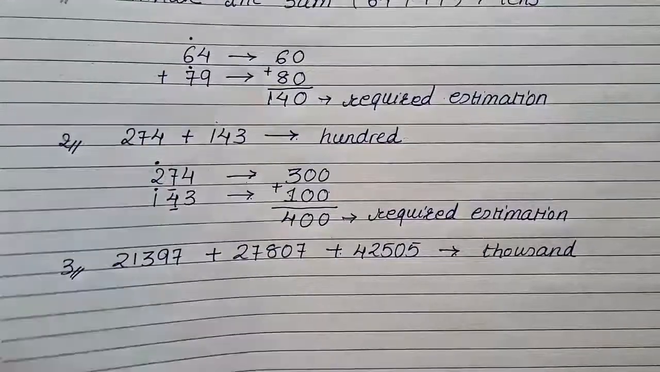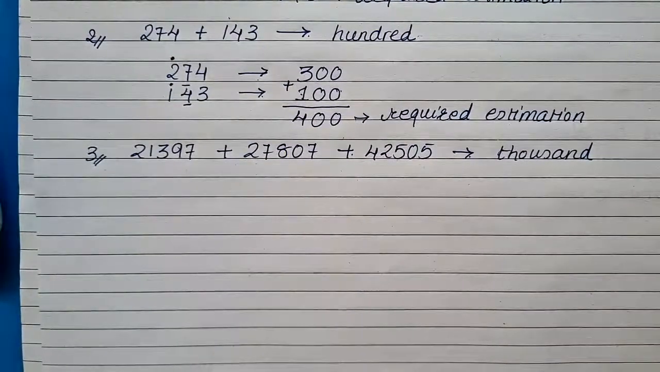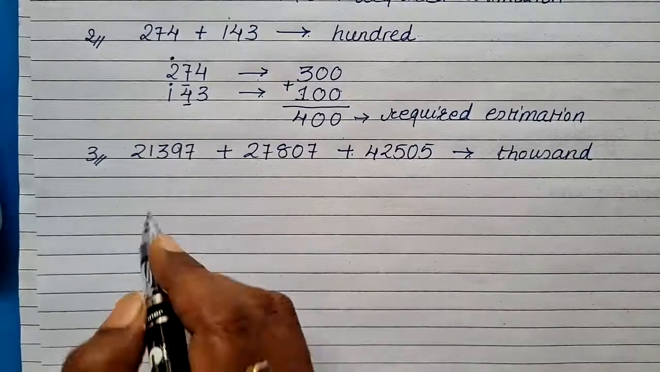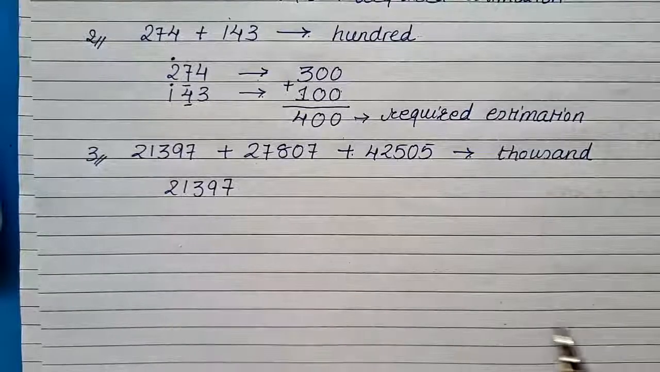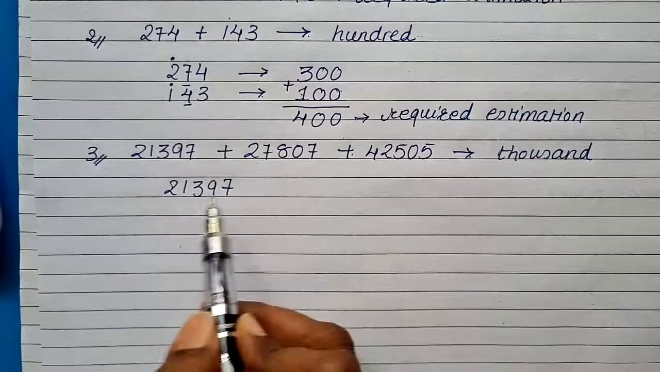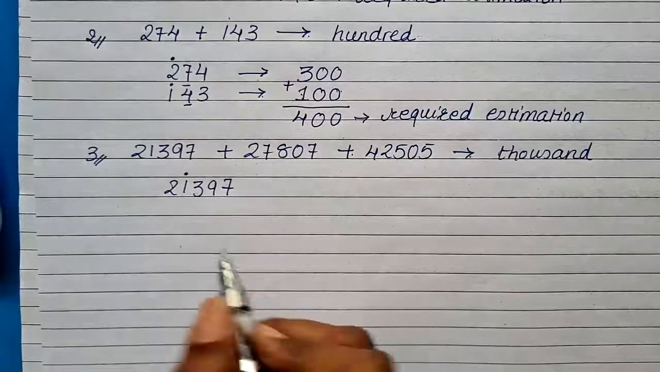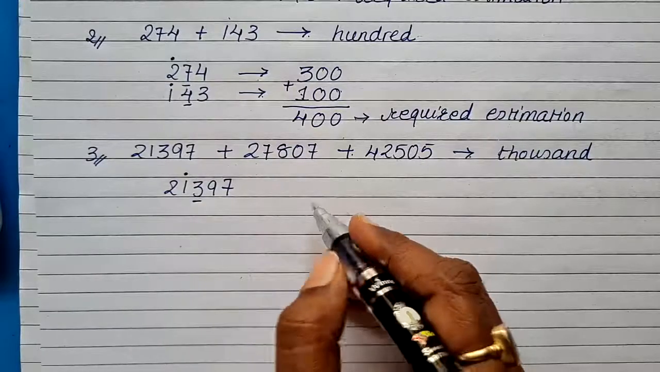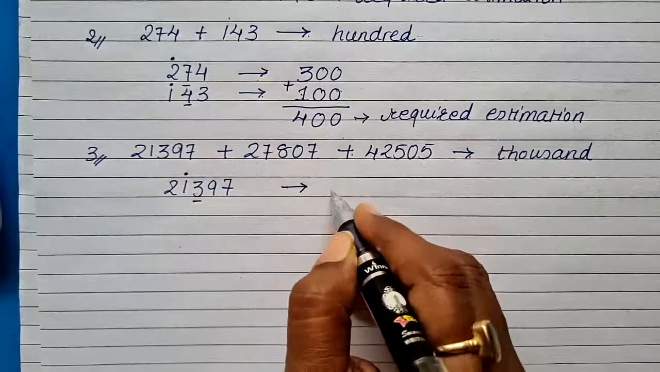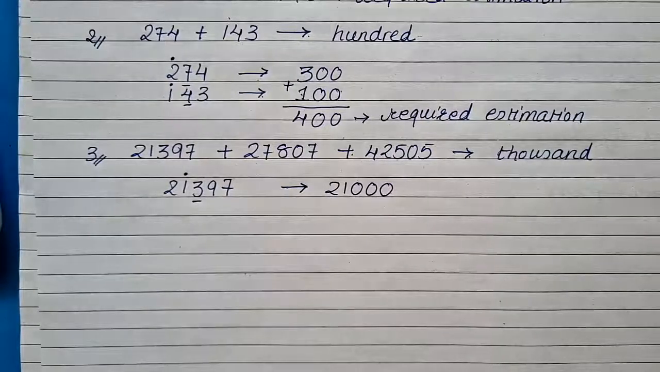See guys, we know that we need to convert this to the nearest 1000. So how do we do this? First, write down this number. Because we want to round it off to the nearest 1000: ones, tens, 100, 1000. So this is my target digit. Immediately after the target digit there is 3. So naturally this will be rounded off to 21,000.